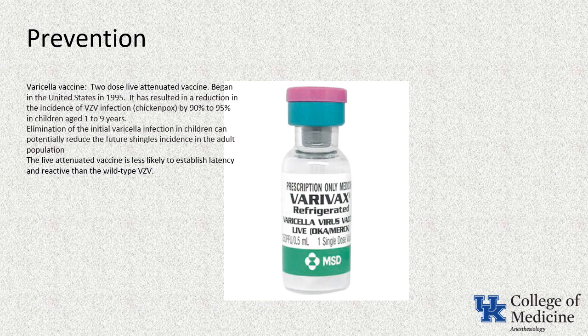Prevention. So this vaccine came out in 1995. This is the Varicella vaccine. It's a 2-dose live attenuated vaccine. It has a reduction in the incidence of chickenpox by 90 to 95% in children ages 1 through 9. The thought is that if you can eliminate the initial varicella infection, that you will not develop shingles in the future.